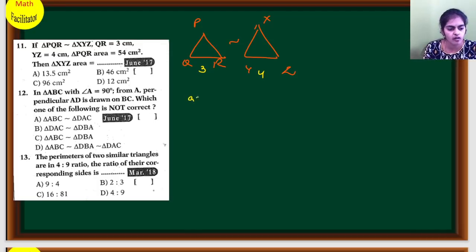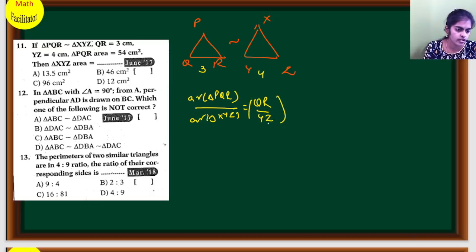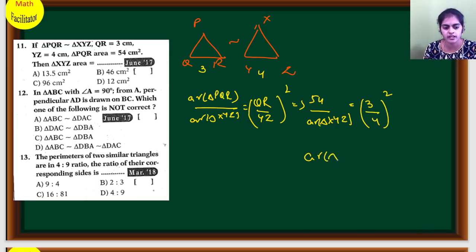So area of triangle PQR divided by area of triangle XYZ is equal to QR by YZ whole square. Area of triangle PQR is 54, so 54 by area of triangle XYZ equals QR is 3 by YZ is 4, so 3 by 4 whole square. From this you can get your area of triangle XYZ. Find out and tell me what is the final answer you're getting. 54 into 16 by 9 you will take.